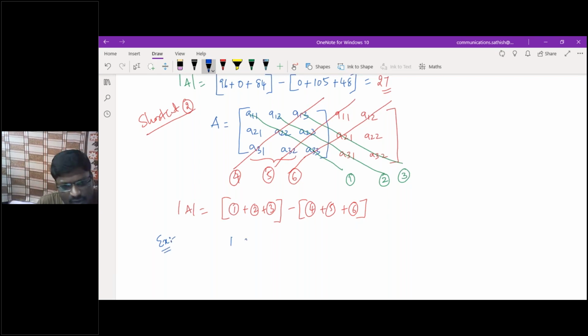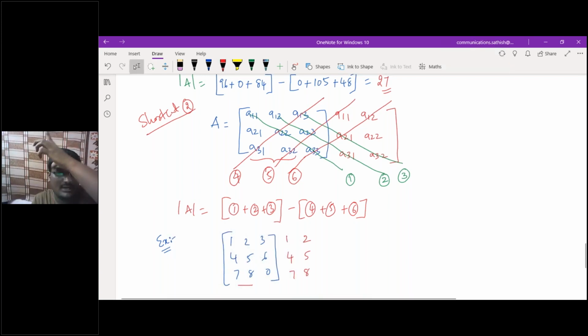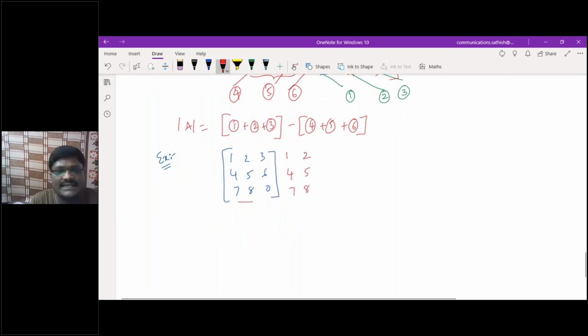Same example I'm taking here. 1, 2, 3, 4, 5, 6, 7, 8, 0. This is my matrix. For this matrix, I need to find the determinant. So let me consider the first two columns, the exact replica. 1, 2, 4, 5, 7, 8 you people have to write. So now what do you get? Check it out. Come on, give me the answer. So middle diagonal elements, this one and this one. This is 1, 2, and 3.